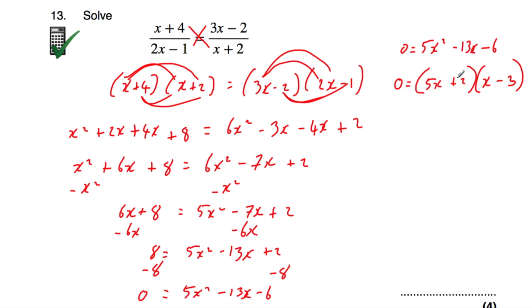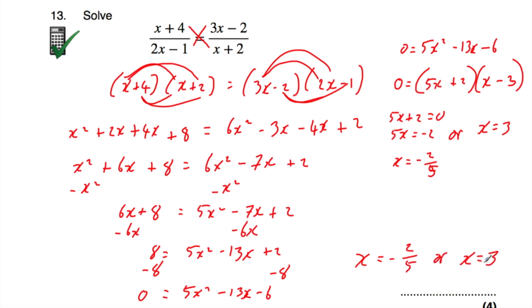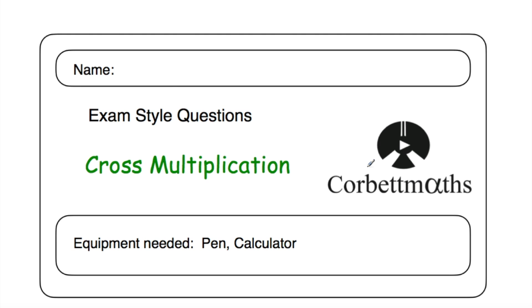Now we know it equals 0. So this bracket times this bracket equals 0. So let's make each of the brackets equal 0. This bracket's quite straightforward. x equals 3. That's one solution. Or in terms of this bracket, we've got 5x plus 2. Let's make it equal 0. So 5x plus 2 equals 0. If we take away 2 from both sides of the equation, we get that 5x equals minus 2. And then if we divide by 5, we get x equals minus 2/5 or minus 0.4. So that's it, x equals minus 2/5 or x equals 3. And that's it, we've solved that equation.